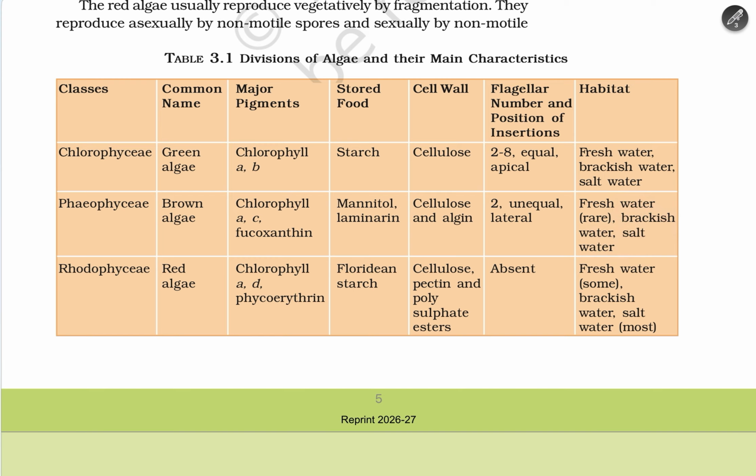Rhodophyceae, red algae. Major pigments are chlorophyll a, d and phycoerythrin. The storage is floridean starch. Cell wall is cellulose, pectin and polysulfate ester. Flagella are completely absent. Habitat: fresh water, some brackish water, salt water, mostly.